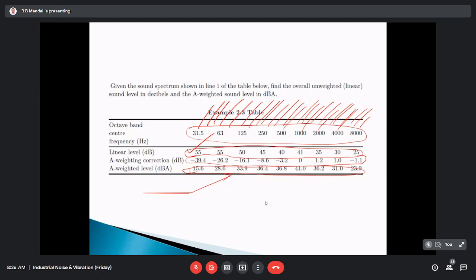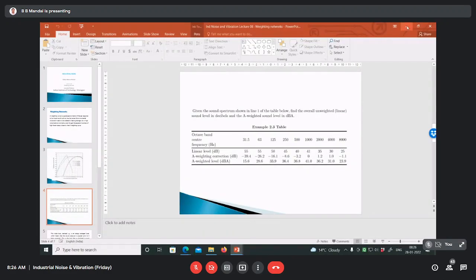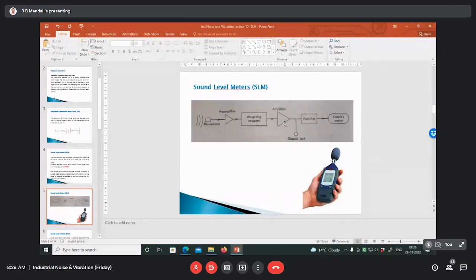So in the A-weighting correction, we will get the linear level of sounds converted into an A-weighted level series of sound. These frequencies will be used for the next level of operation. What is that? Let me see here.